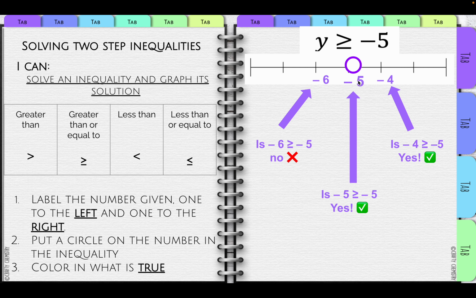Last but not least, I put the number itself. Is negative 5 greater than or equal to negative 5? Yes, because it is equal. So that means I get to color in the dot. And I draw my arrow to the right because that is showing me all the numbers this way are going to be greater than or equal to negative 5.